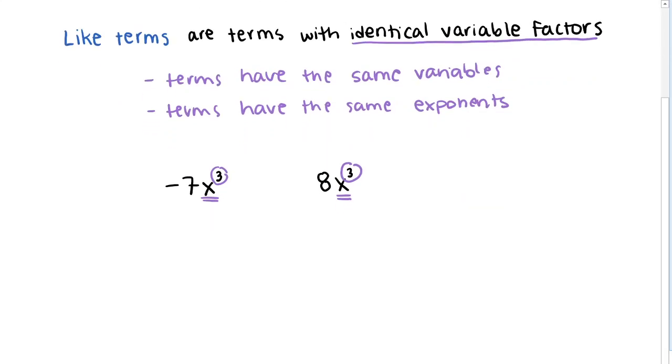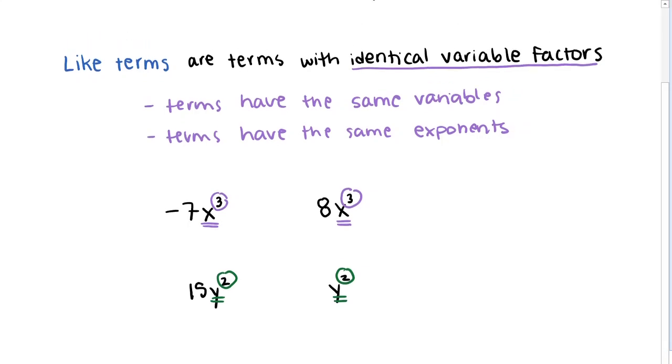And then similarly, another example of like terms might be 15y squared and y squared itself with no coefficient, or maybe a coefficient of 1 might be a little bit more precise. Again, we have the same variable of y between these two terms, and they have the exact same exponent on that variable. An exponent of 2 tells us that they have the identical number of factors, 2 factors of that variable y.